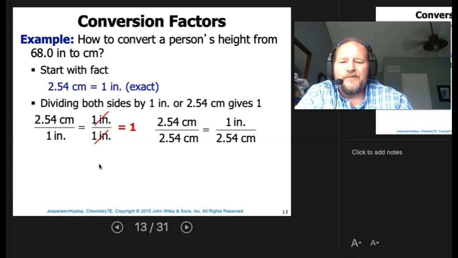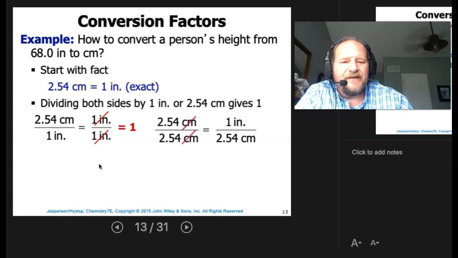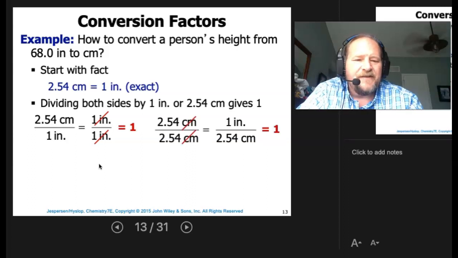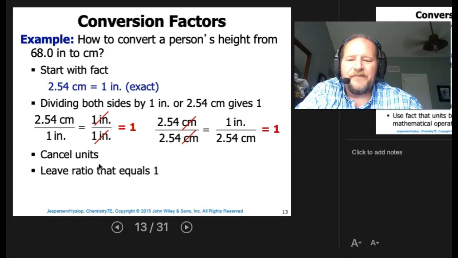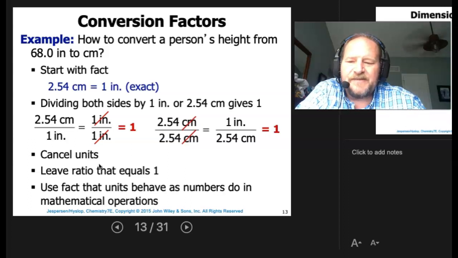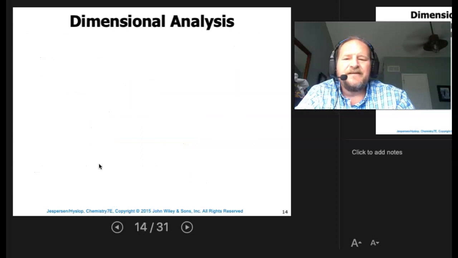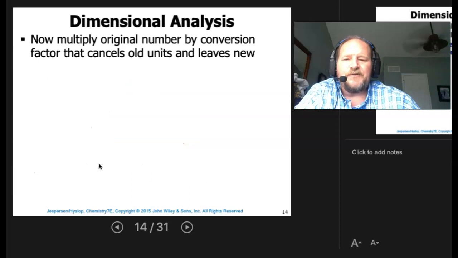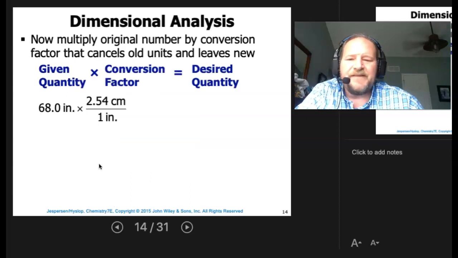If it's 2.54 centimeters divided by 2.54 centimeters, equaling 1 inch over 2.54 centimeters, once again, centimeters cancel out, which means that conversion factor would be equal to 1. The units will cancel, leaving the ratio that equals 1, which means if we use the fact that units behave as numbers do in mathematical operations, we'll get things to cancel out the way we want, leaving us with the units we want. That, in essence, is dimensional analysis. Again, the given quantity times the conversion factor would give the desired quantity.